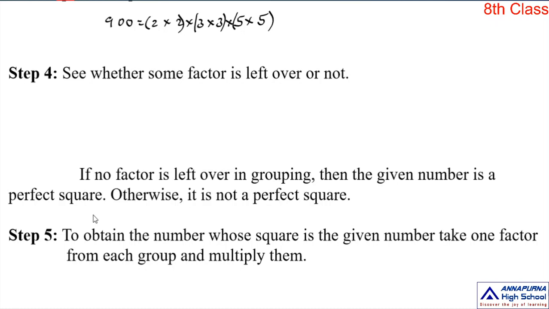Now this number 900 is the square of which number? It is very easy. Take one factor from each group. From this group we take one factor, that is 2. From this group we take one factor, that is 3. From this group we take one factor, that is 5. So multiply them. 2 into 3 into 5 is equal to 30. That means this 900 is the square of 30, and this 900 is a perfect square number.